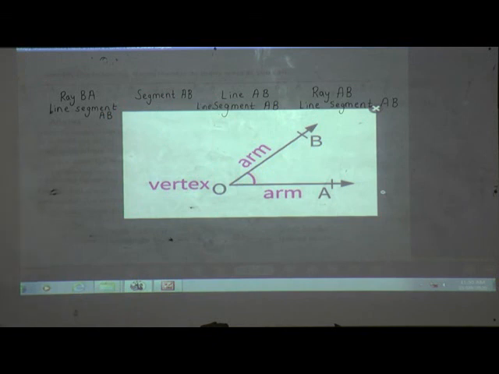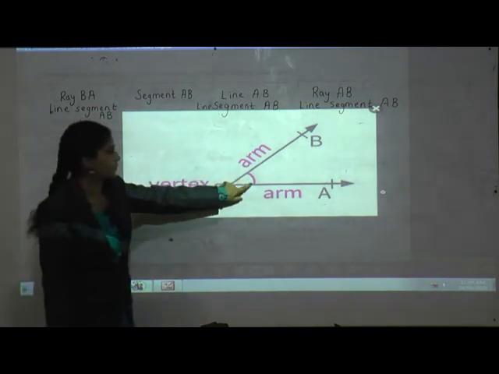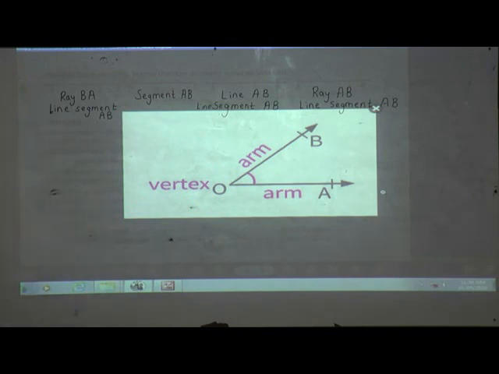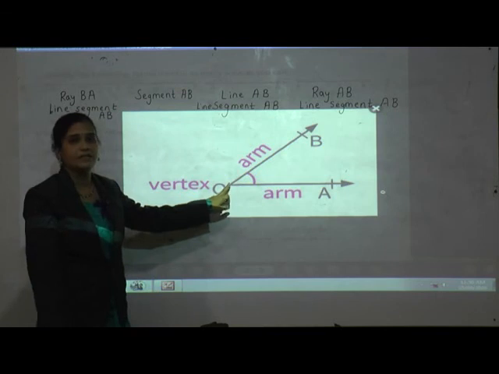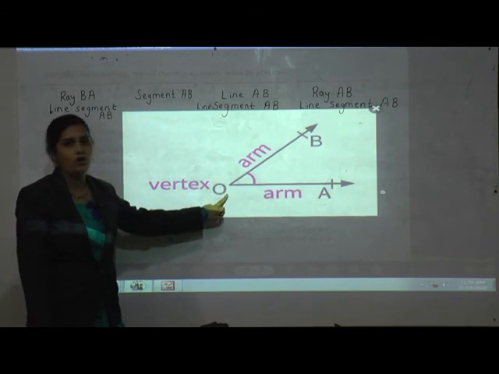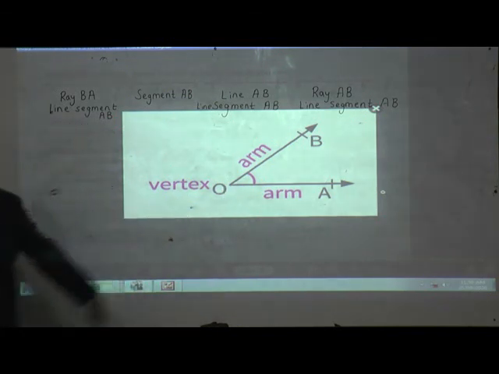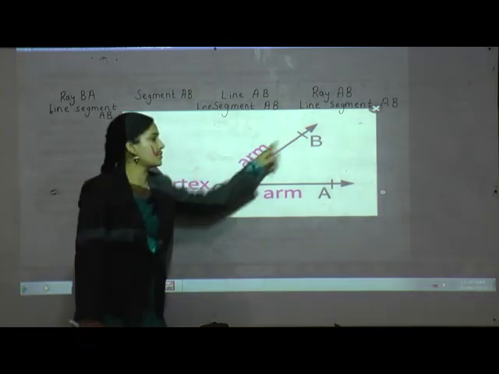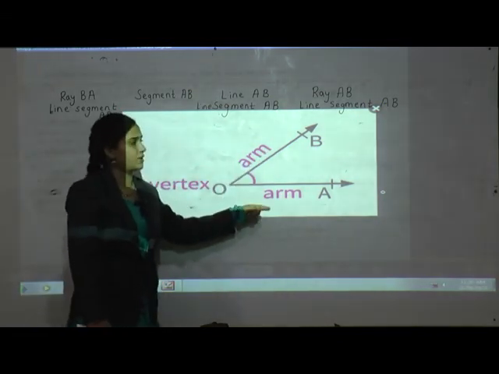It is marked by a small curve. See, here is one curve. Now, the point where two rays meet is called a vertex. Here is a vertex O. Rays OB and OA are meeting at a point O, so it is called the vertex O. Now, the rays form the arms of the angle. See, here are the arms.